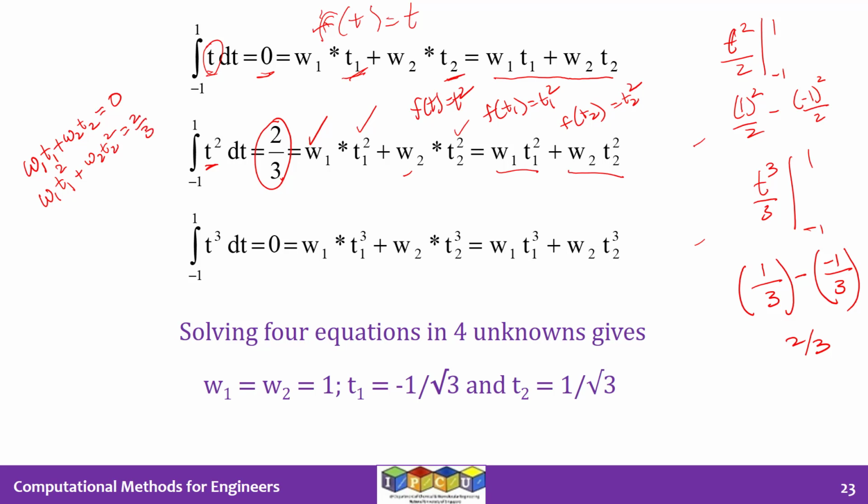And likewise, if you do it for the last term, f of t is t cubed. Therefore, f of t1 is t1 cubed, f of t2 is t2 cubed. Well, w1 is there, w2 is there. That's the right hand side. The left hand side is going to be t to the power of 4 by 4. Integral of t cube is t to the power of 4 by 4. And between the limits -1 to 1, it is going to be 1 by 4 minus -1 to the power of 4 by 4, which is going to be 1 by 4 minus 1 by 4, that is going to be 0. So we are going to get the last equation as w1 t1 cube plus w2 t2 cube is equal to 0. So we have 4 equations overall.